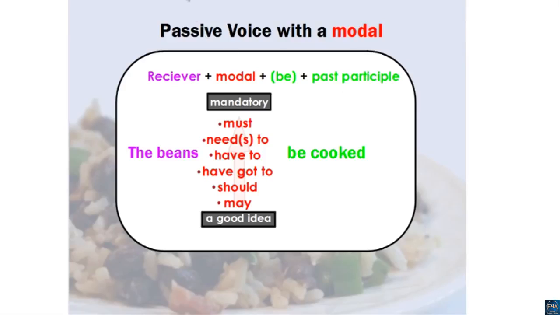Now, when I use a modal, I always use be, because after these modal verbs, we always use a base form verb. Always. So be is the base form verb. Okay? So, if I want to be emphasizing how important it is to cook the beans, I can say the beans must be cooked, or the beans need to be cooked. If it's a good idea, I can say, well, the beans should be cooked. But in this context, it's absolutely necessary. So "the beans must be cooked" is an example. Okay, so those are the different modals that we can use.